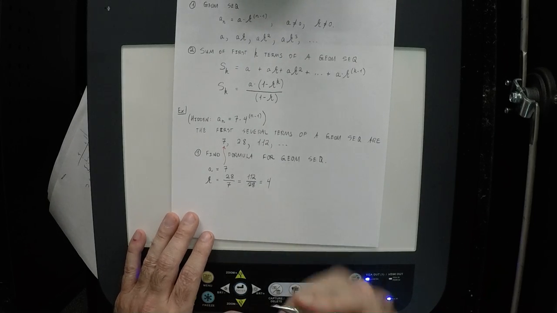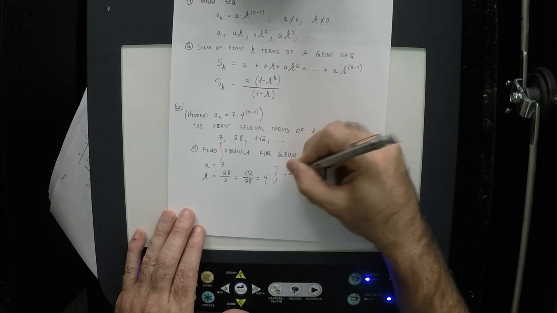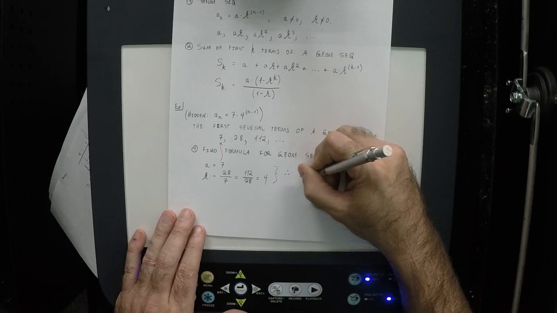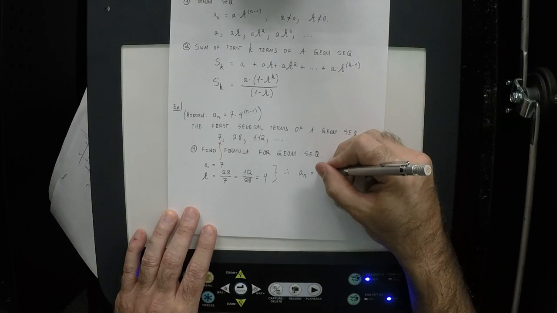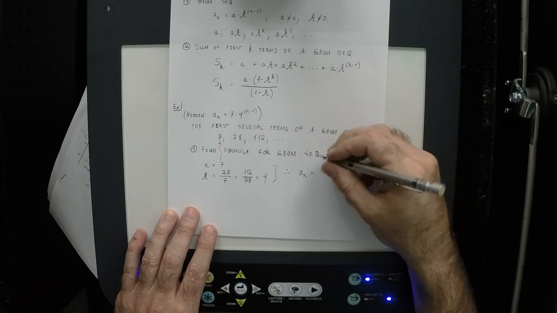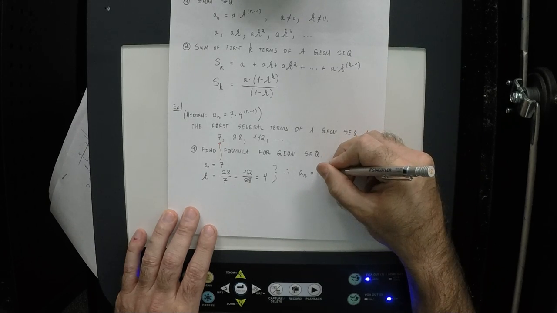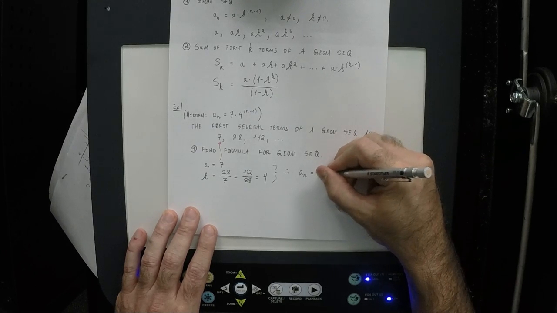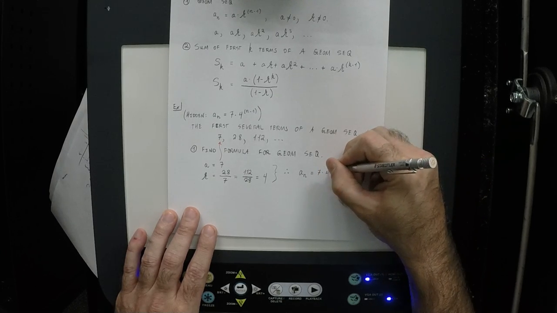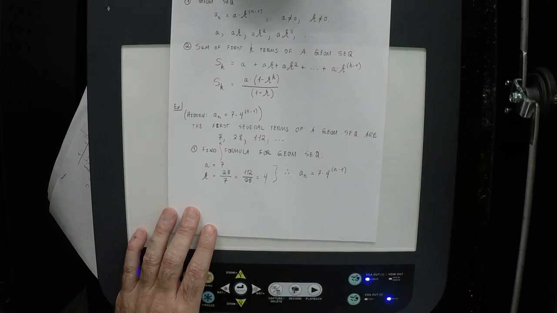So taking those together, that tells us what's the formula for this geometric sequence. Well, the ratio is 4, but what's its formula? Well, it'll be 7 times 4 to exponent n minus 1.